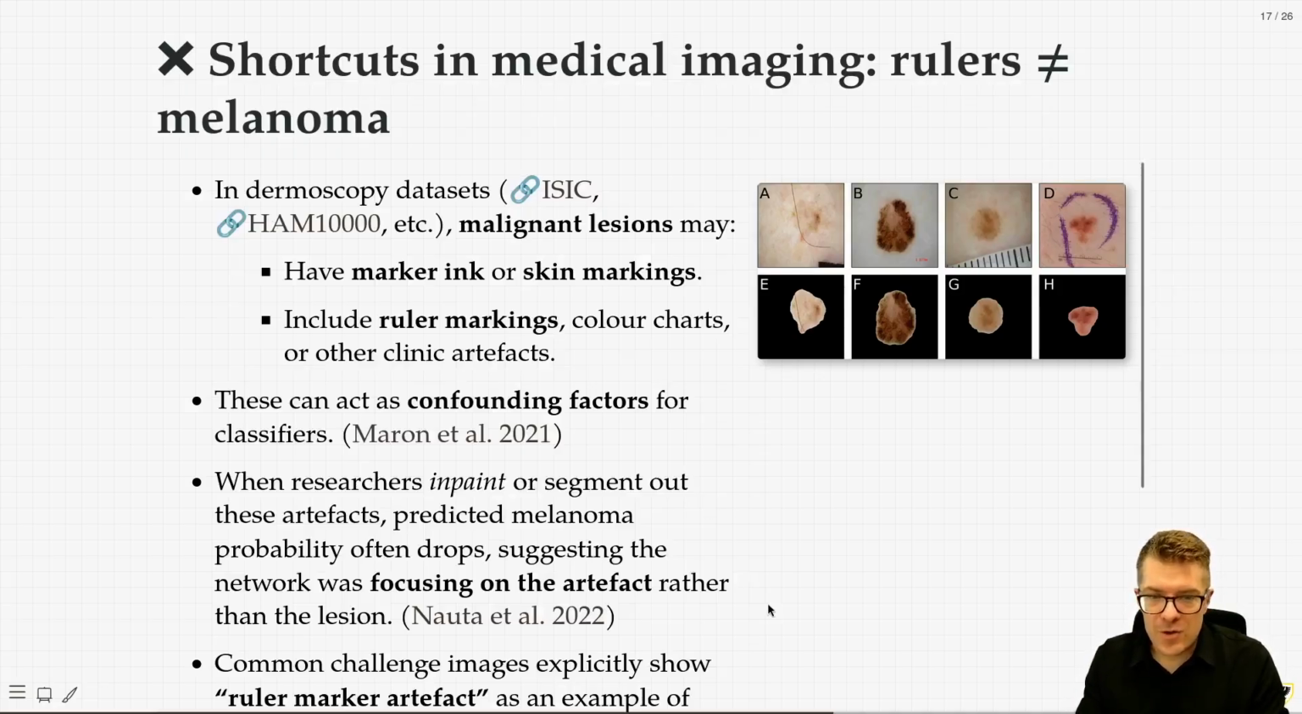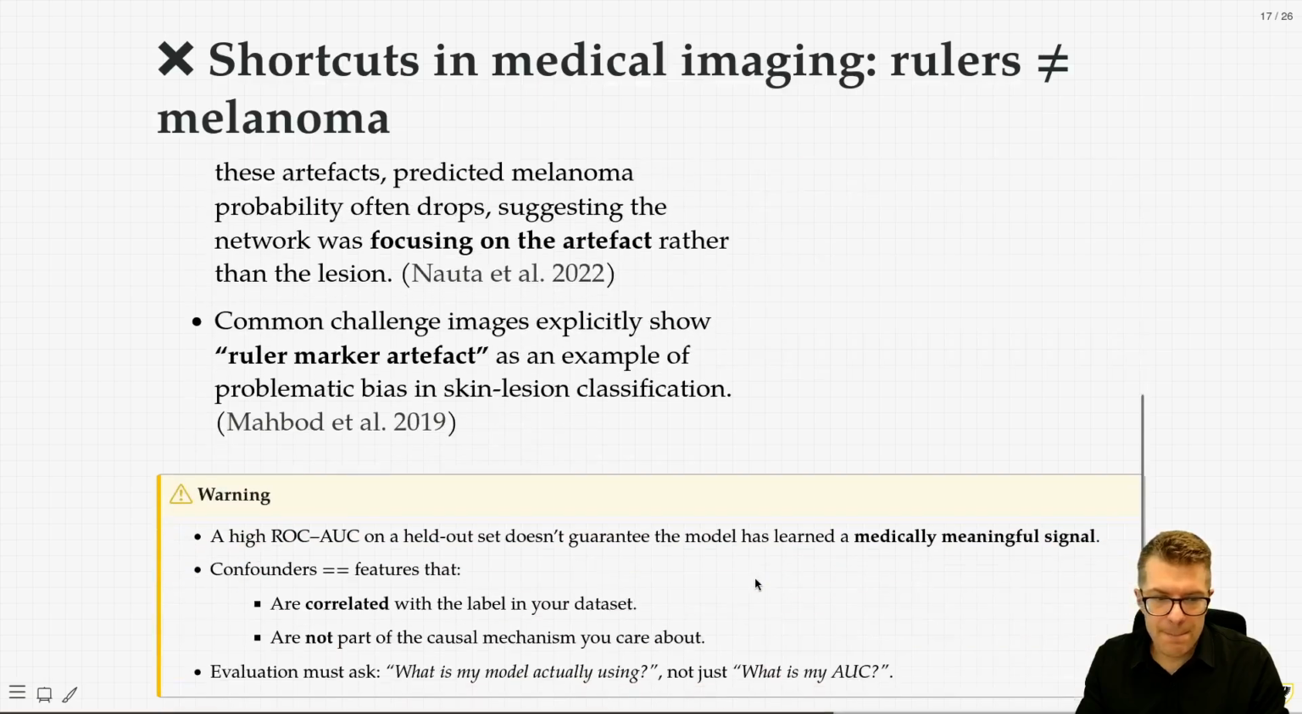And now we're talking about these shortcuts and these confounds. So a high ROC or AUC on a held out set won't necessarily guarantee that the model has learned anything medically meaningful. You could make sure that the data is not imbalanced, compute your precision and recall, and compute your ROC curves over a variety of thresholds, and everything might look very performant at that point, but it's performant because the model is attending to something in the data that it shouldn't have available to it.